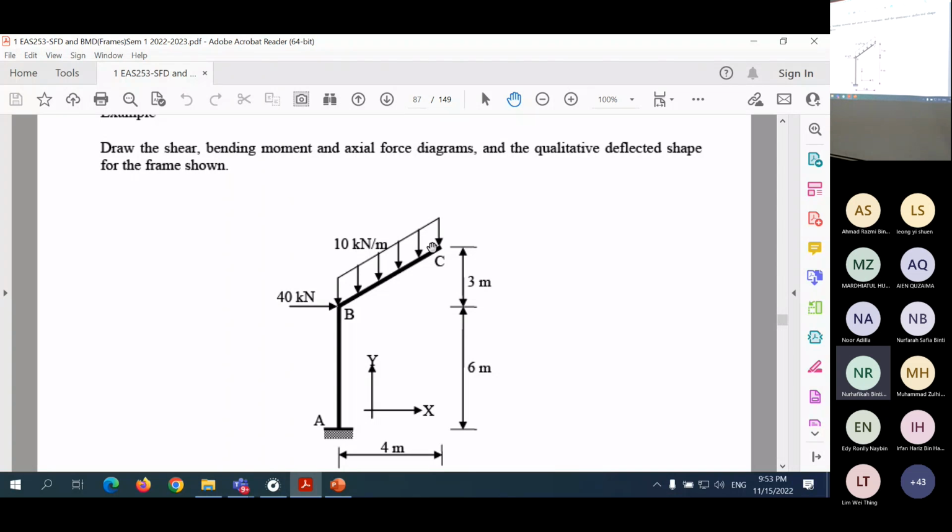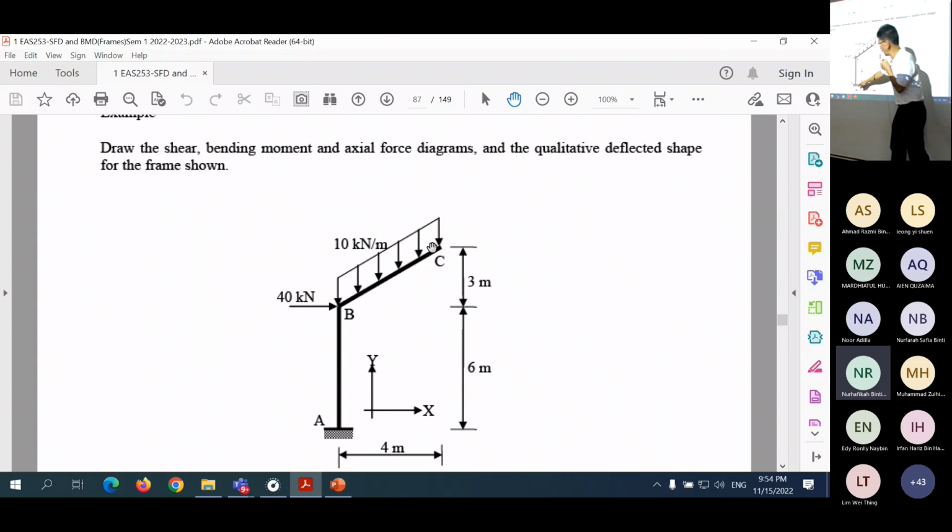So class, that previous example was just to go through the process again. Now we come to this example where the member is inclined. Again, the question asks you to draw the shear, bending moment, and axial force diagrams, and also sketch the qualitative deflected shape for this frame.